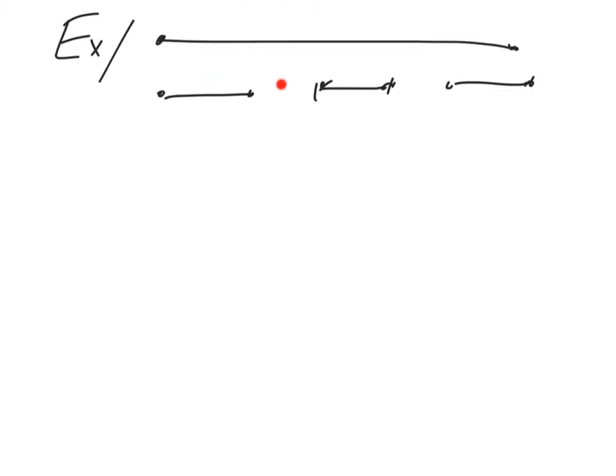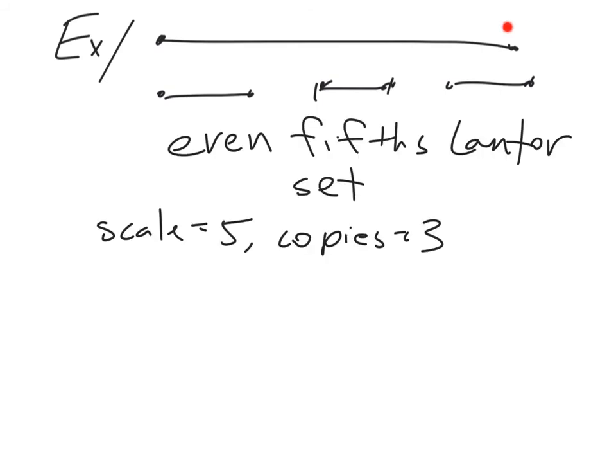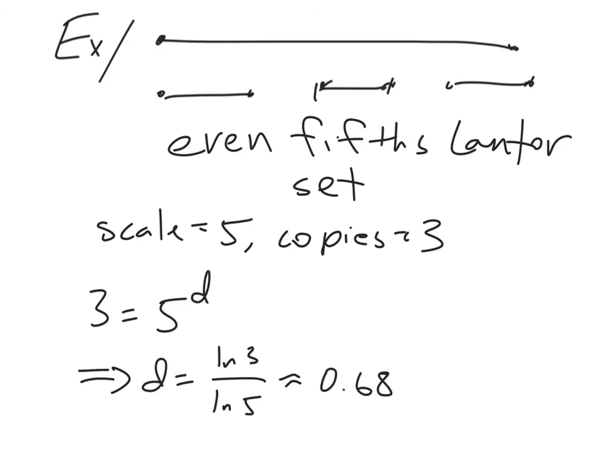We described one kind of Cantor set earlier, but you could imagine choosing a different scale and a different number of copies. So this is an example where we've chosen to scale down by 5 and make 3 copies. This is called the even fifths Cantor set. Of course, there's a whole family of Cantor sets that could be made by taking different scalings and different numbers of copies. So scale 5, copies 3. Let's find the dimension for this set. So 3 copies equals 5 raised to our dimension. Our dimension is the natural log of 3 over the natural log of 5, and that's about 0.68.